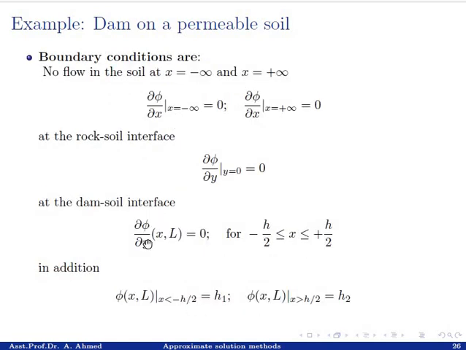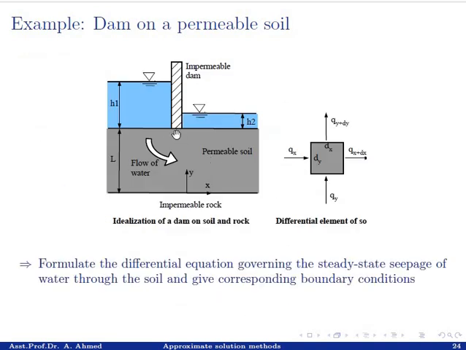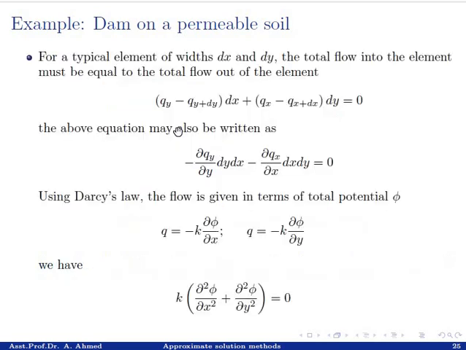So the change in potential with respect to y, for any values of x and at y equal to L, the flow must be equal to 0, and x only varies from minus h by 2 to plus h by 2, where h is the total width of this dam. So there is no flow in the vertical direction, but within these limits of x.